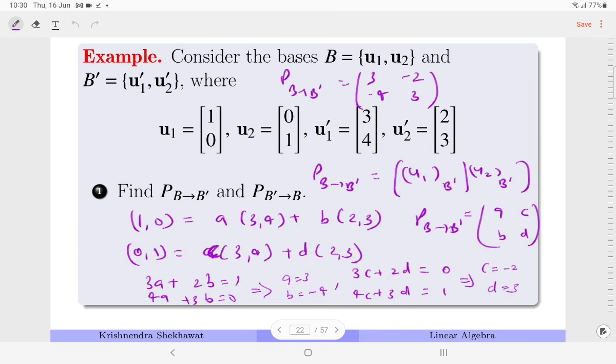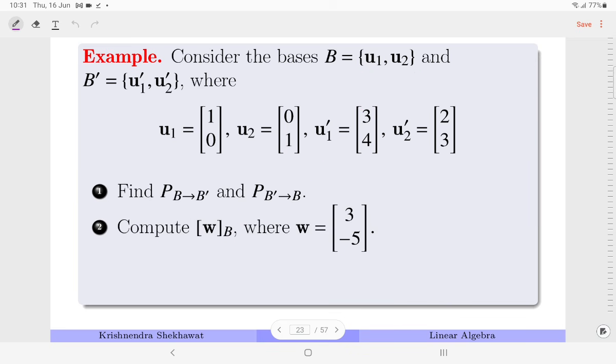Okay, next is to compute P from B dash to B, which means that you have to write u1 dash and u2 dash in terms of B. Now u1 dash in B is very easy. (3, 4) can easily be written as 3 times (1, 0) plus 4 times (0, 1), and therefore P from B dash to B would come out to be [3 2; 4 3]. Yes, so as I told you, simply you have to remember the notations, rest is very easy.